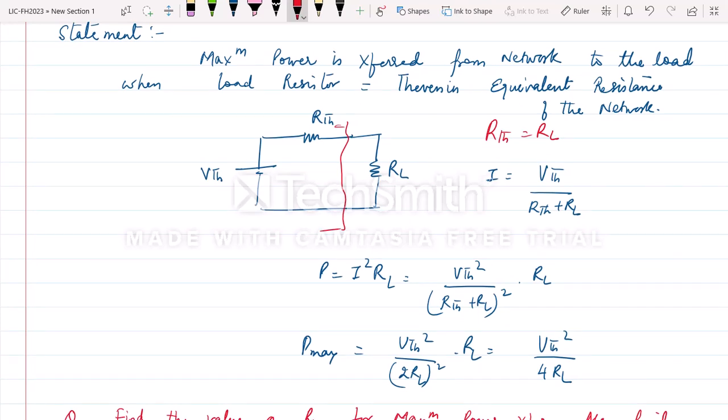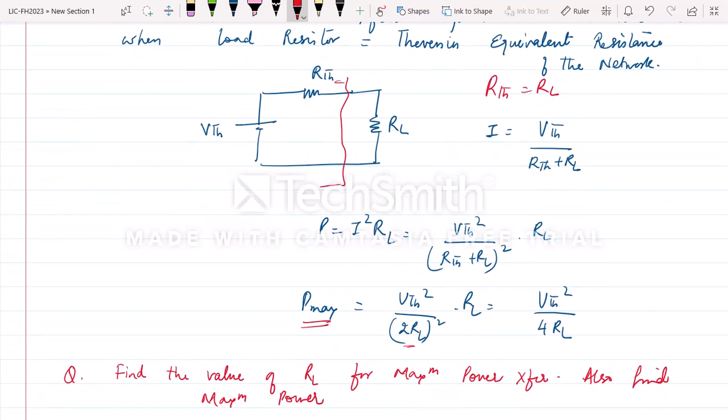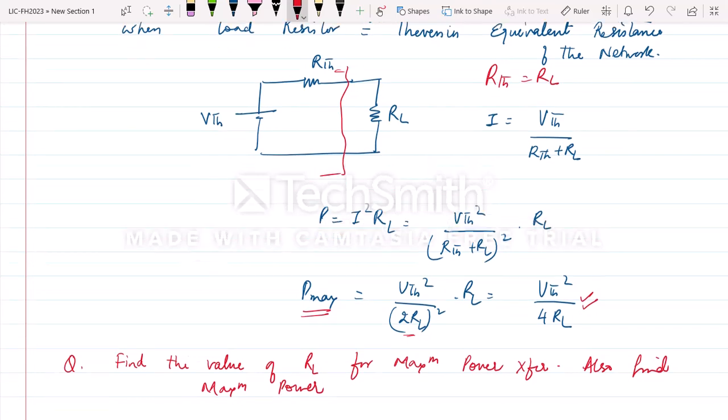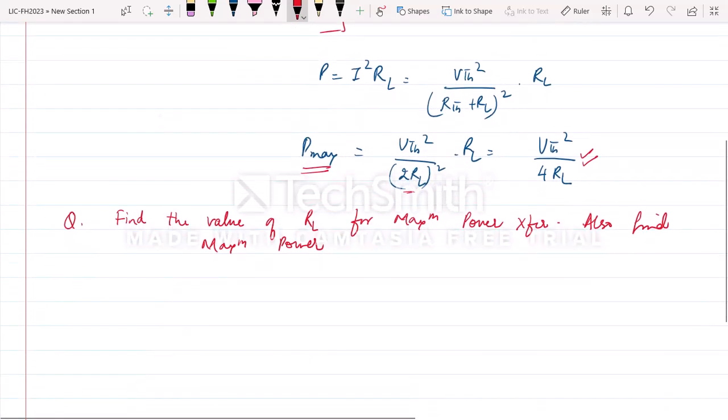For maximum power, RTH equals RL. So this becomes 2RL. When you put the value here, the maximum power becomes VTH square upon 4RL. So power max is given by VTH square upon 4RL. And again I'll repeat, whenever we want to find the maximum power, we have to see that RTH should be equal to RL. So we have to find the Thevenin's equivalent of the network when we want to find the maximum power.